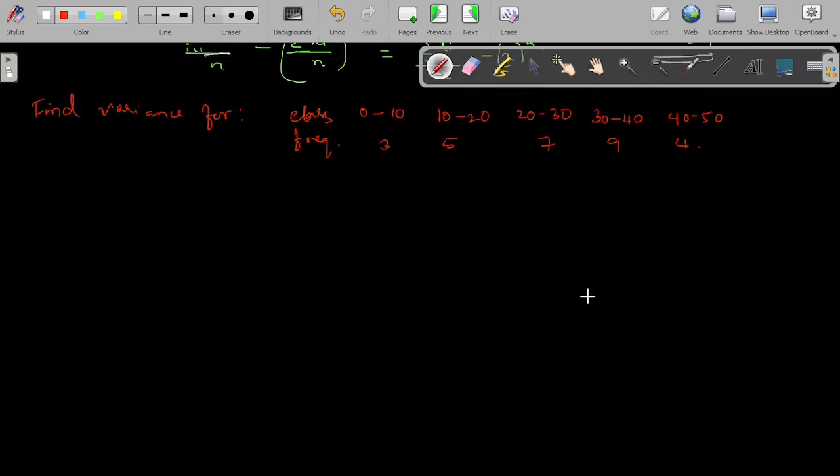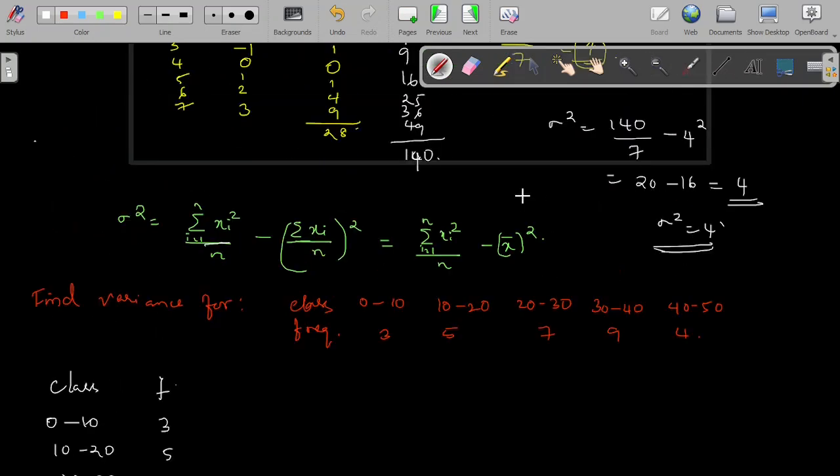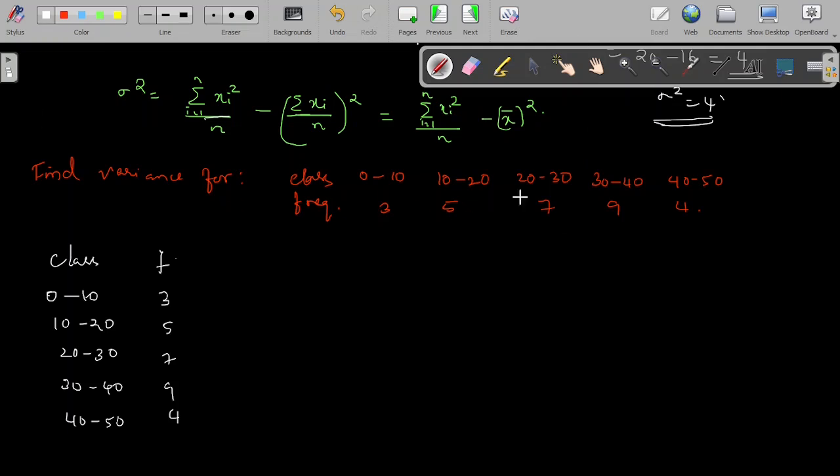Now see one more problem. Here this is a grouped data. You have to find the variance of this data. Class, frequency. Class is 0 to 10, 10 to 20, 20 to 30, 30 to 40, and 40 to 50. Then frequencies 3, 5, 7, 9, 4. Then either you can use this formula or else the first one. So if it is for frequency, then you have this formula, summation of fi xi square divided by n minus mean square, x bar whole square. Just you have fi into xi square.